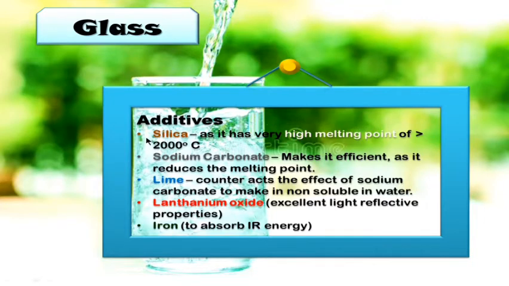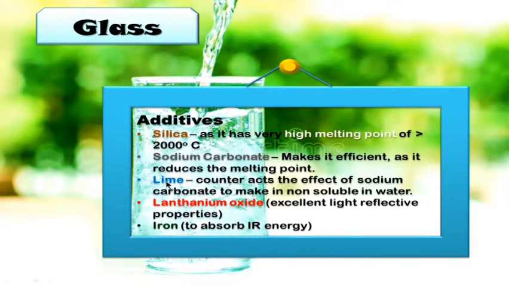The major ingredient is the silica, which is added especially because of its high melting point, that is it can withstand more than 2000 degrees centigrade temperature because glass is heated at a high temperature and is made to cool quickly. Then sodium carbonate is also added in order to flux or counteract the silica because it reduces the melting point later and makes the glass efficient.